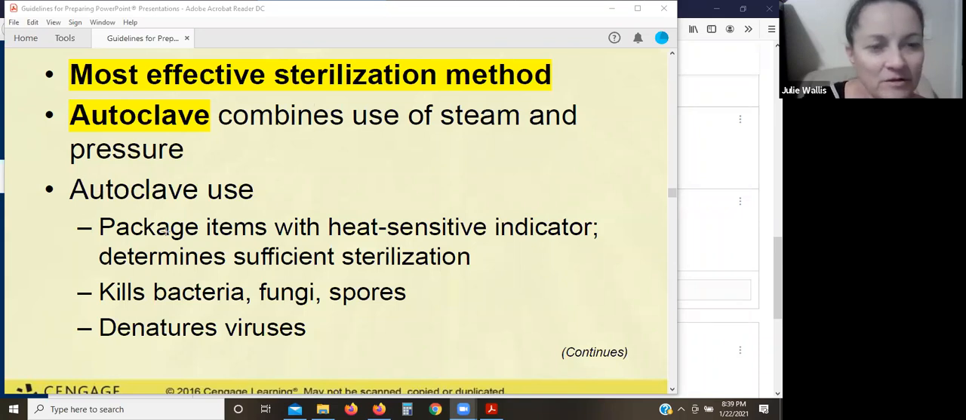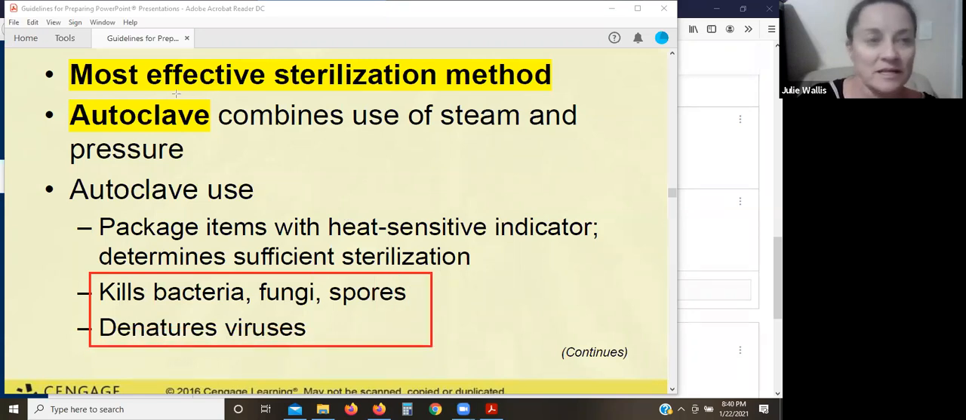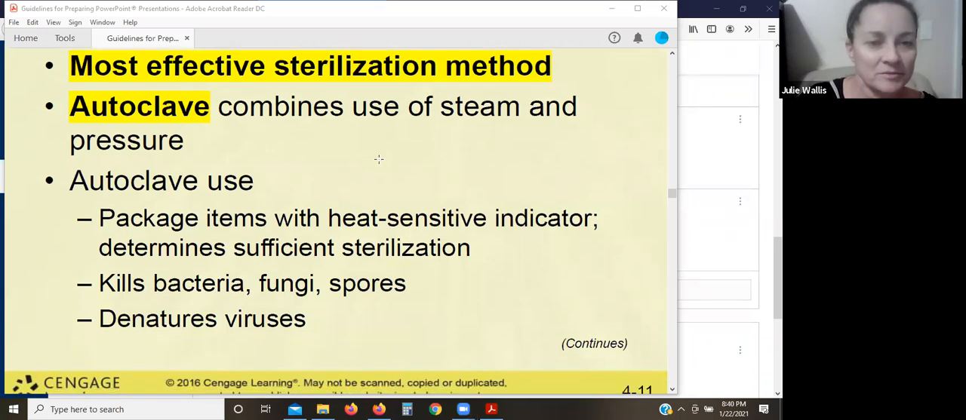All right, for the autoclave, there's a heat sensitive indicator that is usually on the package that you have the items in the autoclave, and it changes color once the autoclave has gotten to the temperature and pressure that makes it effective. So you can actually see the indicator change when you take it out to verify that it worked. But this kills bacteria, fungi, and spores and denatures viruses. Doesn't say prions on there, so you're not guaranteed that it's going to destroy prions.